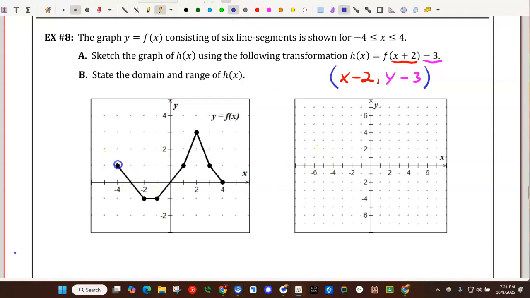All right, so looks like this one right here was at -4, comma, let's see here, at positive 1. So I need to go left 2, right? So that's negative 6, down 3, and negative 2. So negative 6, negative 2. Right there. And then down here, right, this is going to be, again, let's see, we got negative 2, comma, negative 1. So subtract 2, it's going to become negative 4 and negative 4.